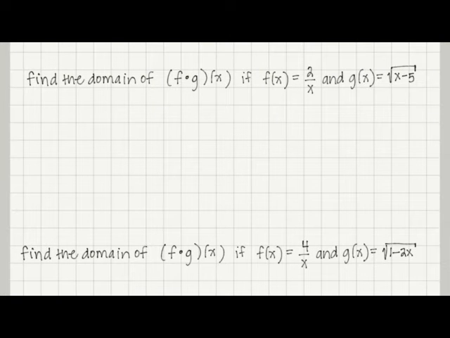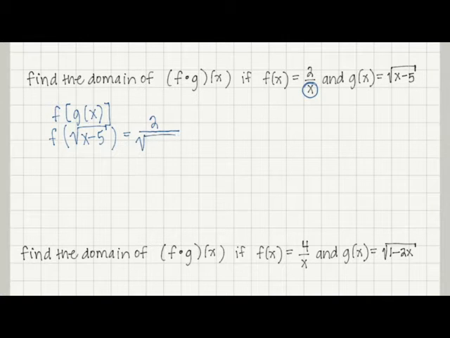Okay, let's up the ante a little bit and find the domain of a composite function in which you have a radical in the denominator. So we're going to find f of g of x first, and then we'll find the domain of that result. F of g of x is the same thing as f of the square root of x minus 5. We're going to put the square root of x minus 5 into 2 over x. So everywhere we see an x, we're going to put that square root of x minus 5.